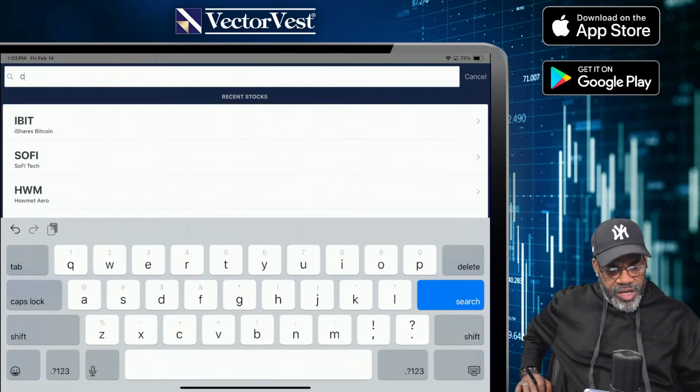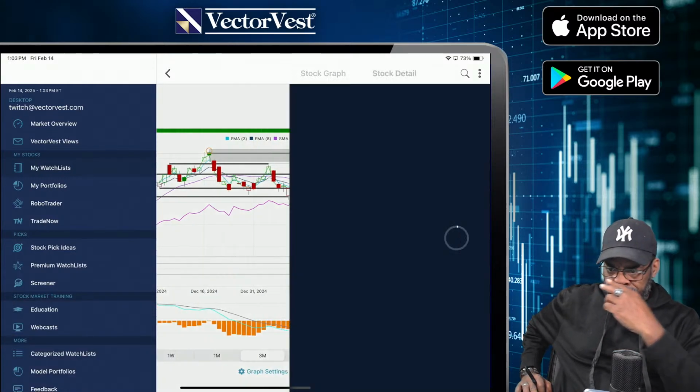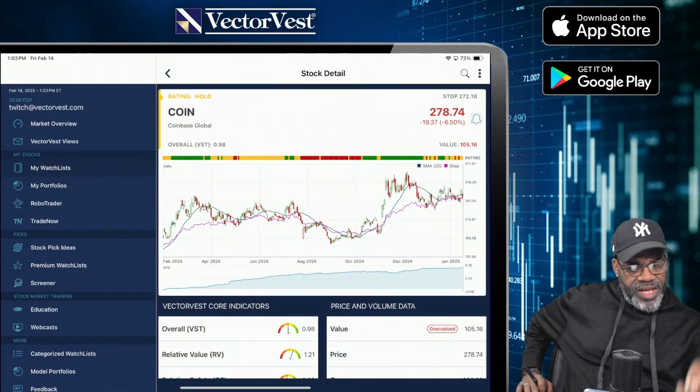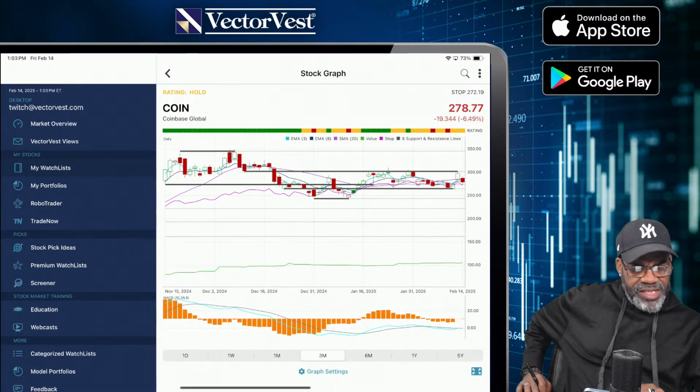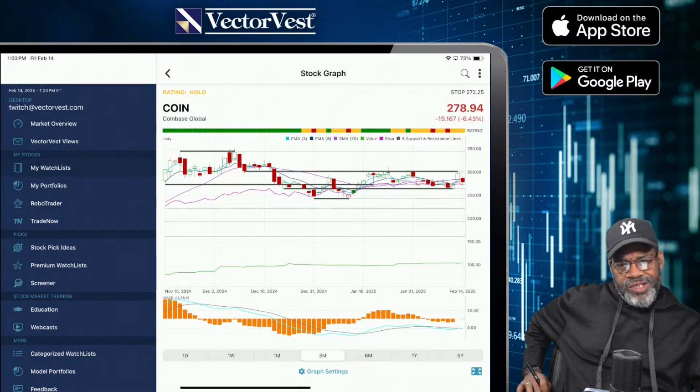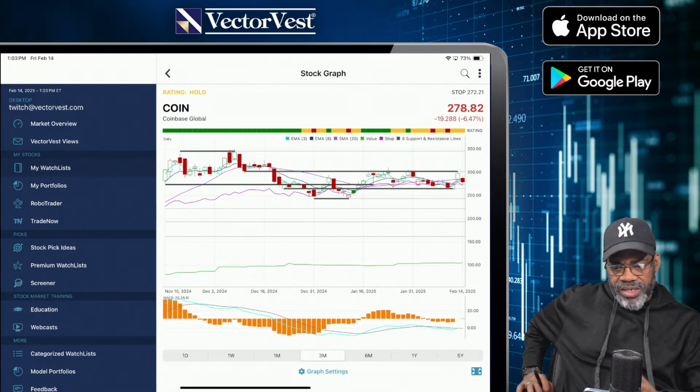Let's go look at coin. Coin is doing the same thing. Actually, coin is down today. At least IBIT is up today. It's moving, but again, I want it to come to me.